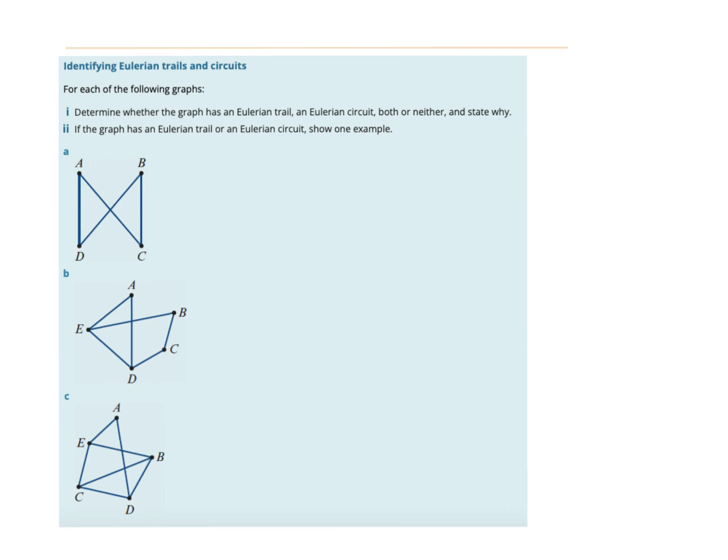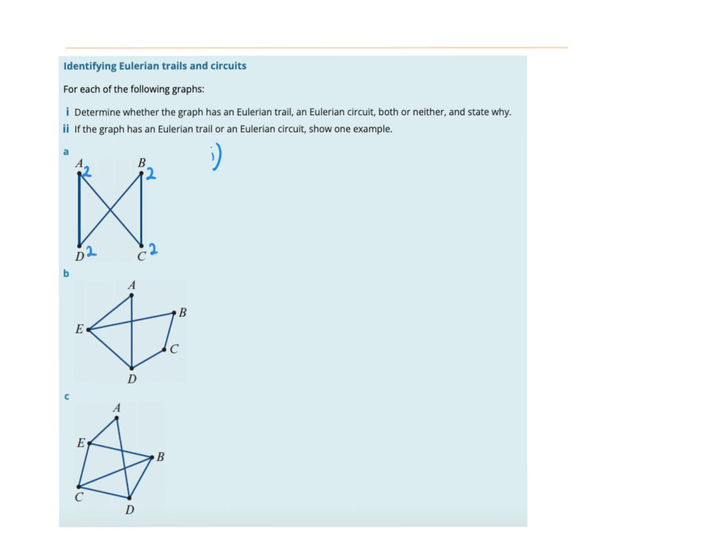So it says in this question, for each of the following graphs, first determine whether it has a Eulerian trail or Eulerian circuit, both or neither, and state why. And second, if it does have one, show an example. Let's do part i first. What you want to do is check the degrees of these vertices. What's the degree of A here? It would be 2, B will be 2, C will be 2, and D will be 2.